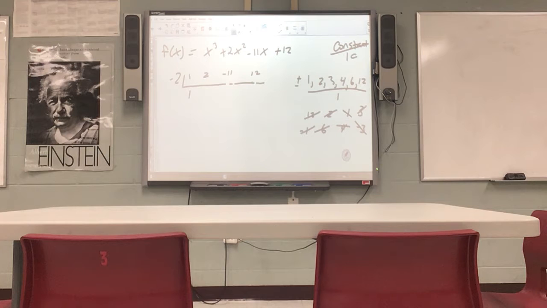Alright, so 1 times negative 2 is negative 2. I add and get 0. 0 times negative 2 is 0. I add and get negative 11. Negative 11 times negative 2 is 22. Nope. Oh, I found it. Negative 4. Okay, let me erase here.